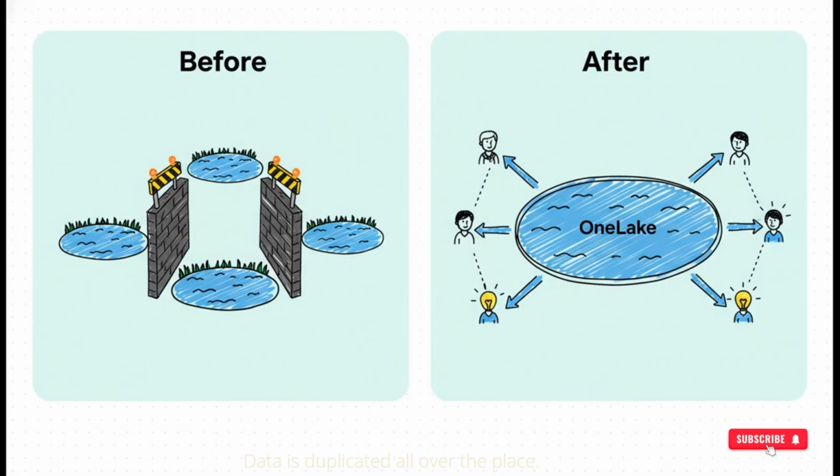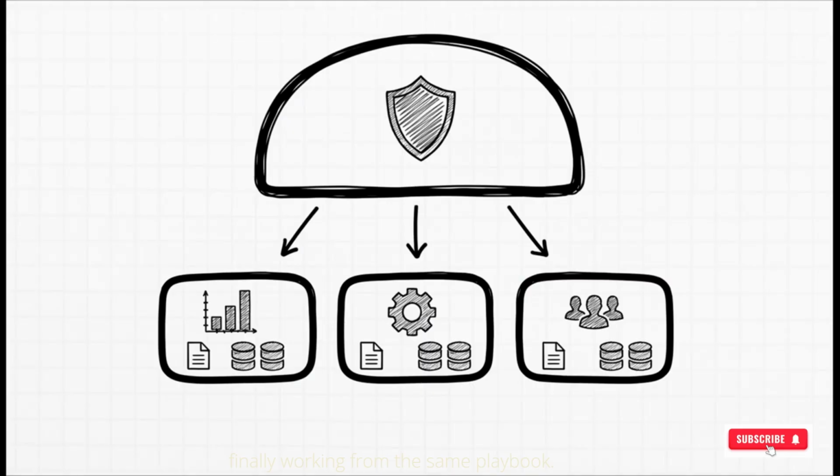Data is duplicated all over the place, it's a huge headache to manage, and it builds these massive walls between teams. The OneLake way completely flips this on its head. You get one data lake for the whole company. That creates a single source of truth. And the result? No extra resources to manage and a massive boost to collaboration, because everybody is finally working from the same playbook. So you might be thinking, if it's one big lake for everyone, doesn't that just create chaos?